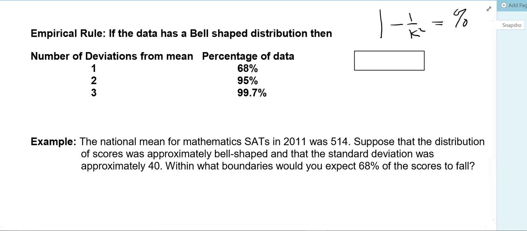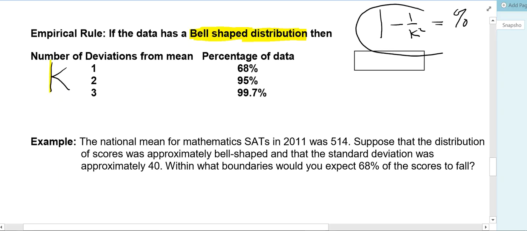Well, if our data has what is called a bell-shaped distribution, and I've talked about this in class, so you should be familiar with it, then we have a little chart that we can work with that associates k, the number of standard deviations, to that of the percentage. And so we don't have to worry about this messy formula that is associated with Chebyshev's theorem.